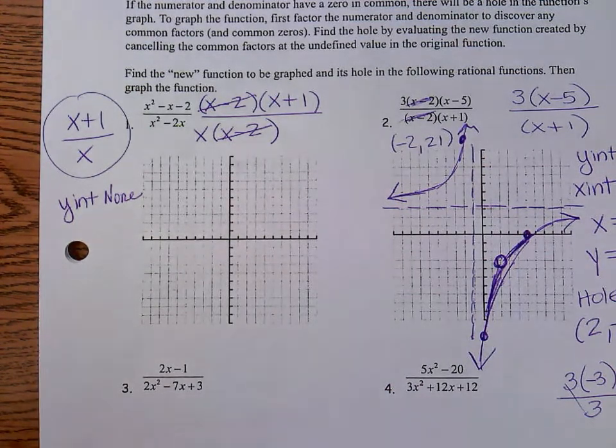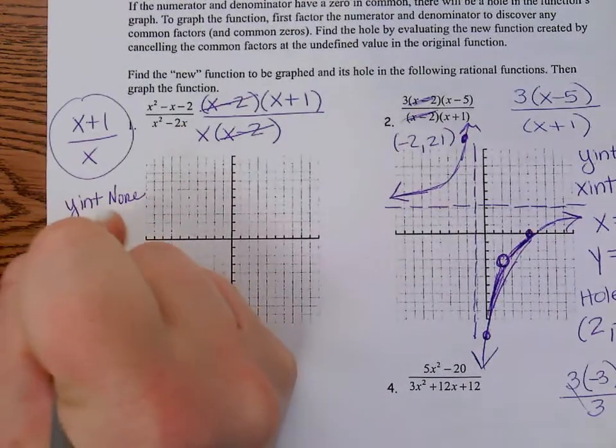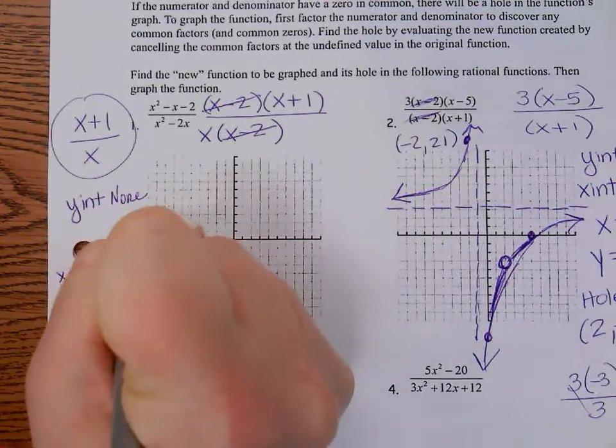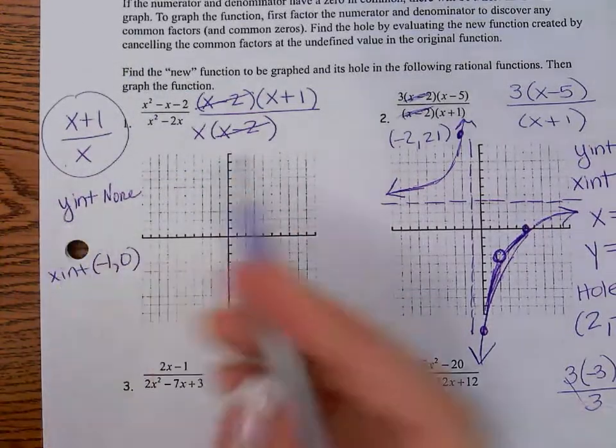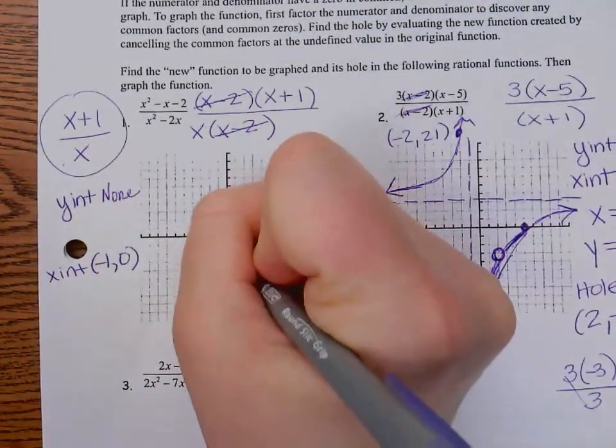so what's my x-intercept? -1 gives me 0 in the numerator, so it gives me 0 overall. So I'm going to plot -1 on the x-axis.